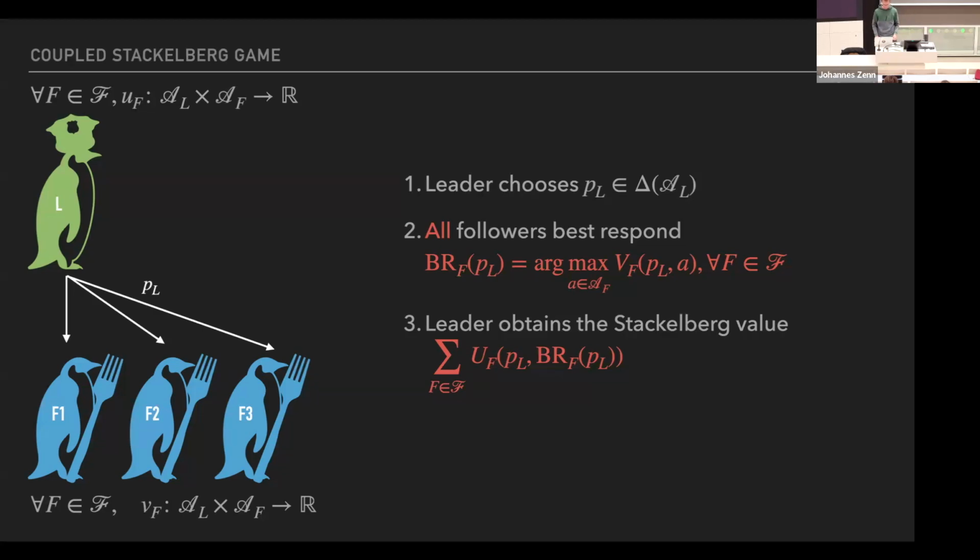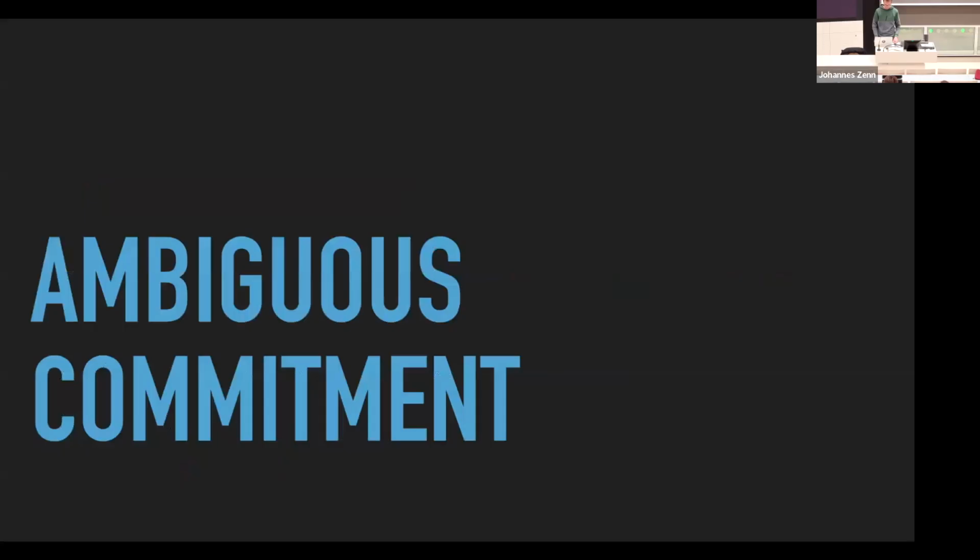Cool. Now, what's the twist of our paper? The twist of our paper is what we call ambiguous commitments. This game, which I've shown you before, has been studied in different setups already. There exist certain solution strategies, computational strategies as well, to compute the best possible commitment of the leader, and obviously as well for the followers how to respond.